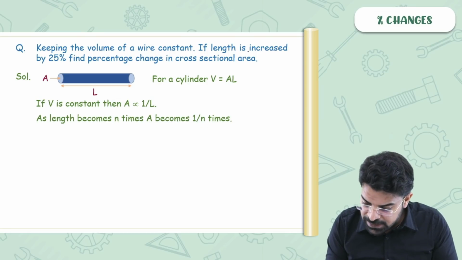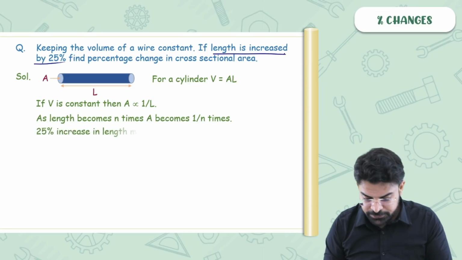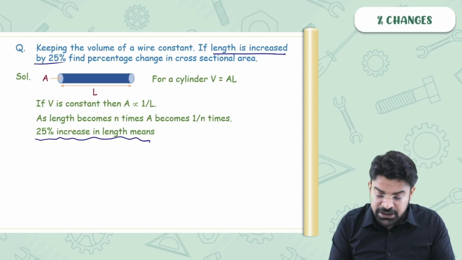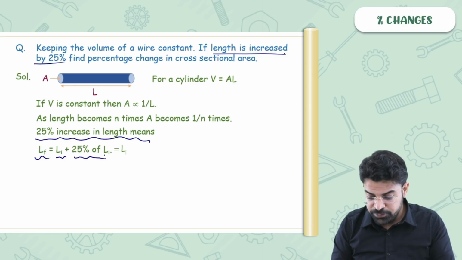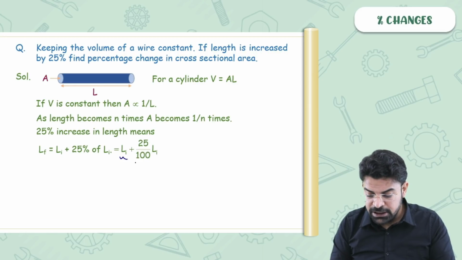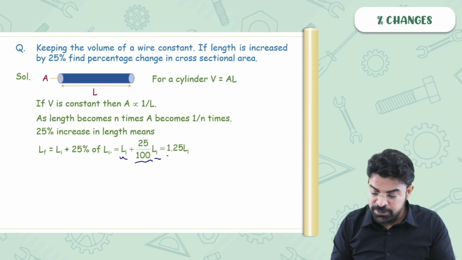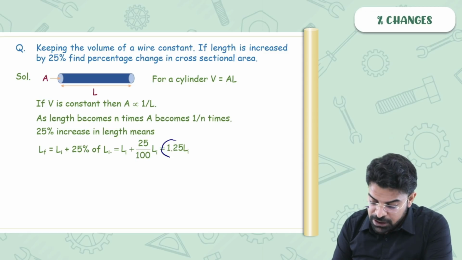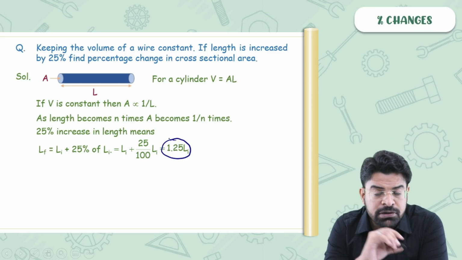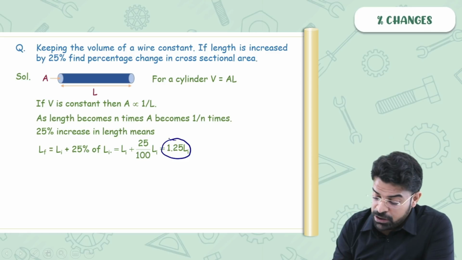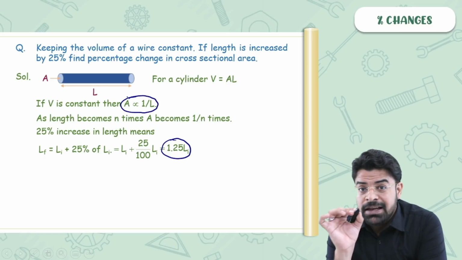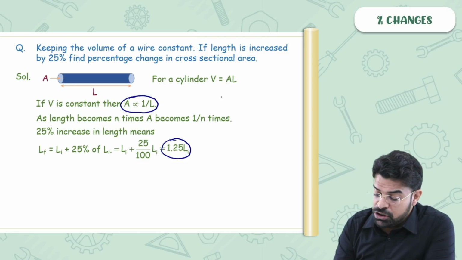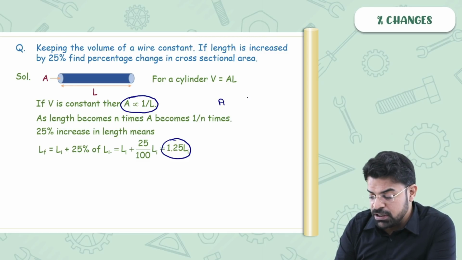Now here, the length is increasing by 25%. So 25% increase in length means the final length will be initial length plus 25% of initial length. That will be equal to initial length plus 25 by 100 times initial length. That will be equal to 1.25 times initial length. If the length becomes 1.25 times, then how many times the cross-sectional area will become? Remember that cross-sectional area is inversely proportional to length. So when the length becomes 1.25 times, cross-sectional area changes from initial cross-sectional area A and becomes A upon 1.25.